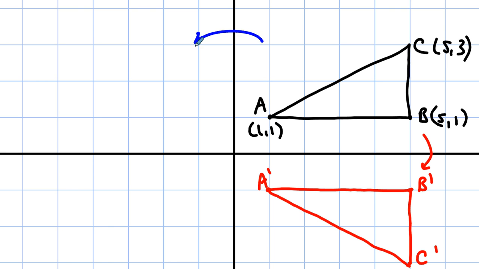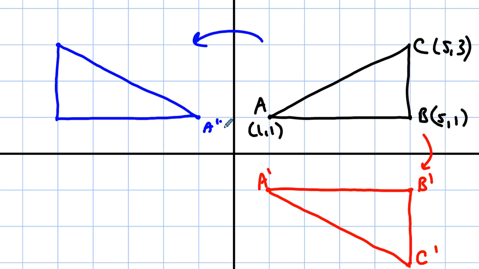We can reflect over the y-axis. It is worth pausing the video to figure out. What happens if we reflect over the y-axis? What happens to the coordinates of A, to the coordinates of B, to the coordinates of C as we reflect over the y-axis?